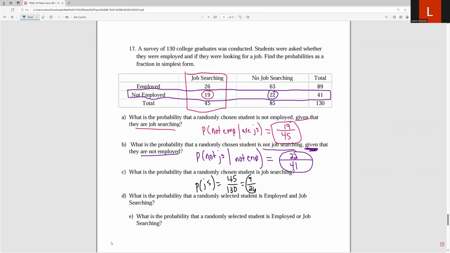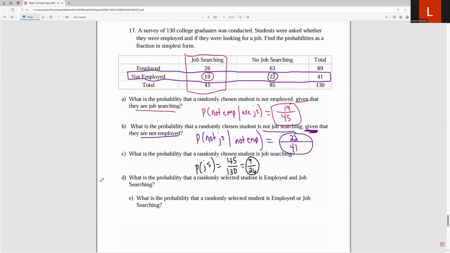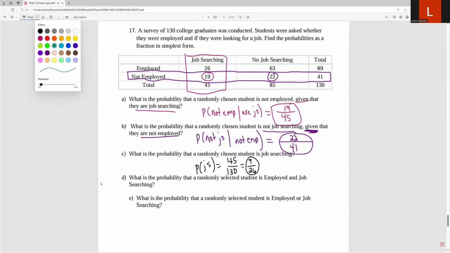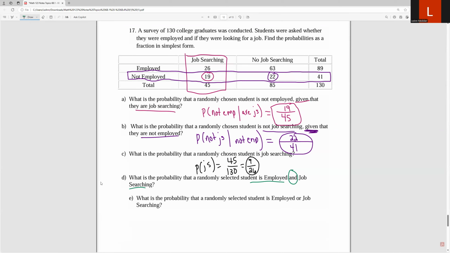So 26. Okay. What is the probability that a randomly selected student is employed and job searching? This is an overlap. So anytime it's an and, we're overlapping. That's going to be out of all the people they surveyed, so that's 130. You'll only restrict your denominator if you're doing given, the conditional. And employed and job searching is 26 people. Now we can divide both of those by 13, so that's going to be 2 over 10. And then that reduces again. It's going to be 1/5. So actually they both were divisible by 26.